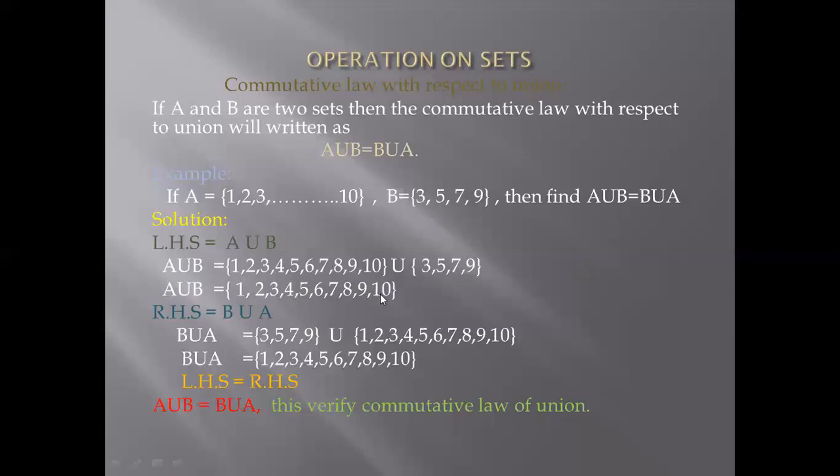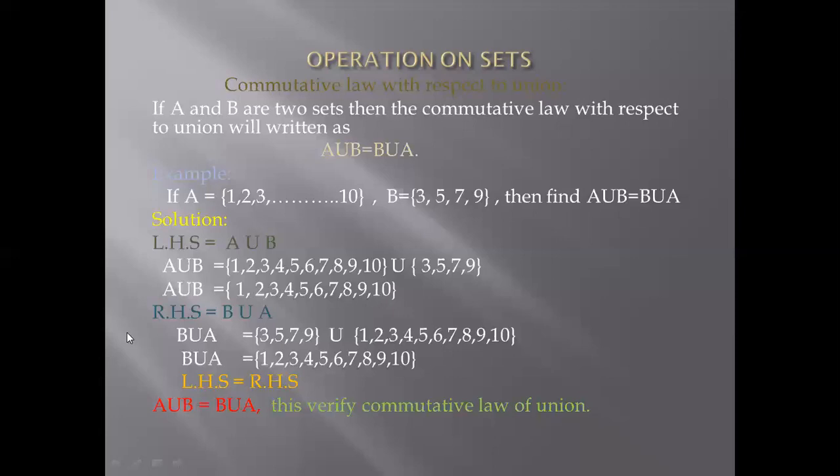3, 5, 7, 9 are also in both A and B, but when we find A union B, we write all the elements only once. We cannot repeat 3 two times or 5 two times or 7 two times. We only write them once.